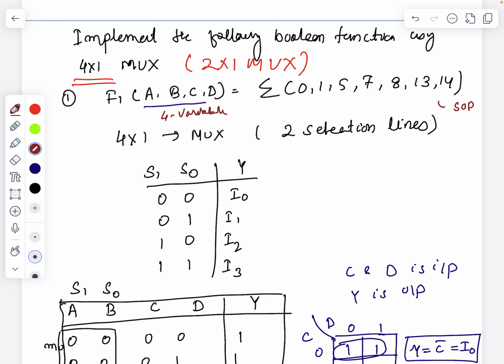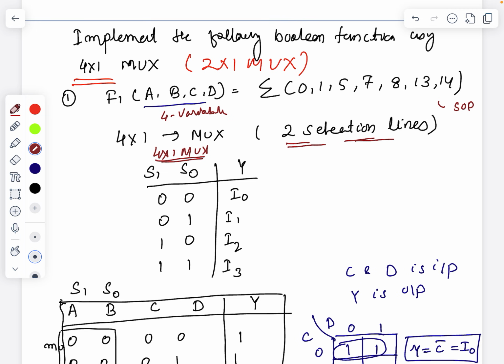If we are going to implement the Boolean function using a 4 cross 1 multiplexer, we know that it has two selection lines, S1 and S0, and one output Y. Let me write down the truth table for the 4 cross 1 mux. S1, S0 are the two selection lines, Y is the output. If S1 S0 is 0, 0, I get output I0. If 0, 1, I get I1. If 1, 0, I get I2. If 1, 1, I get I3. So this is the truth table for the 4 cross 1 multiplexer.